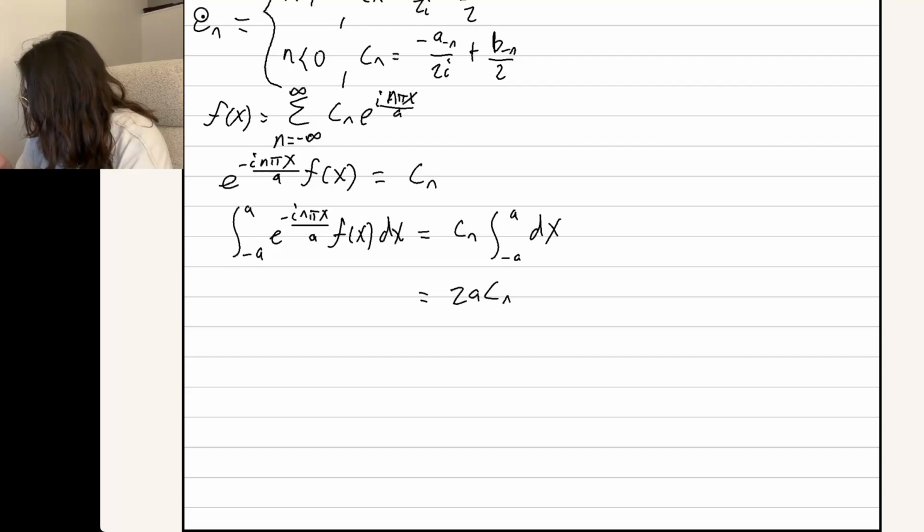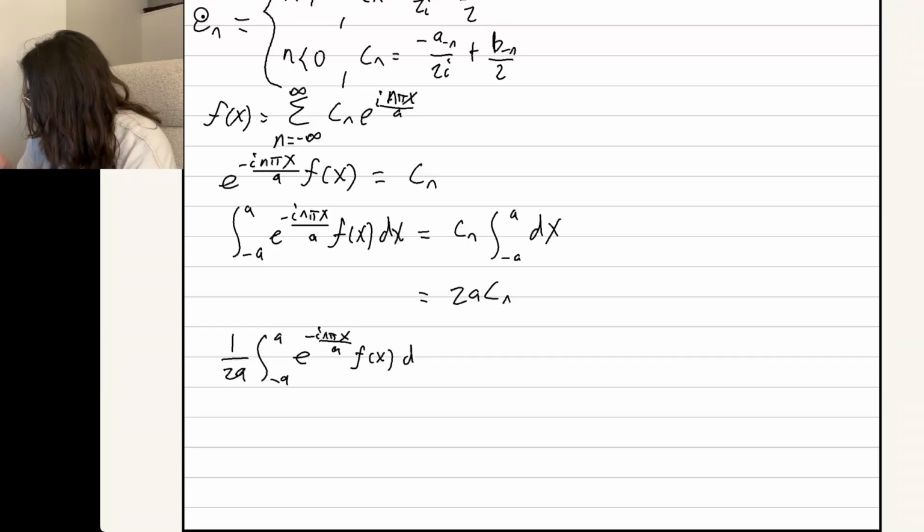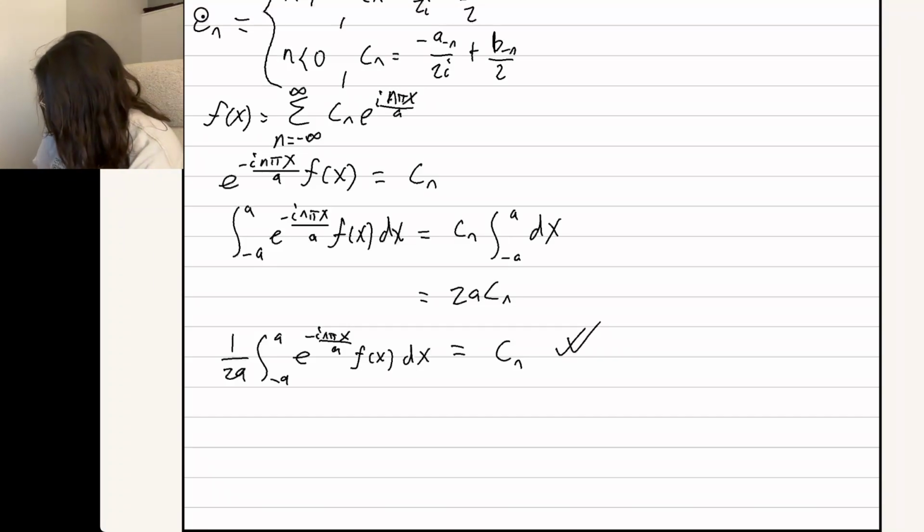So we can move that 2a to the other side, and we can say that 1 over 2a times the integral of f(x) dx is Cn. Ding, ding, ding, ding. You got that form now.